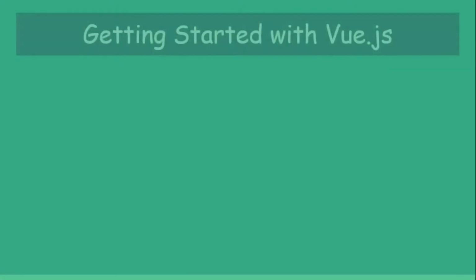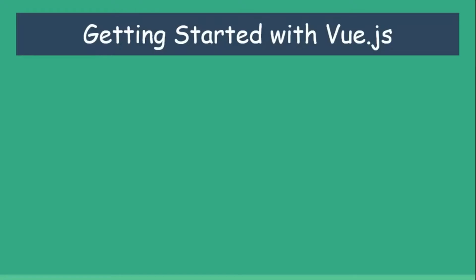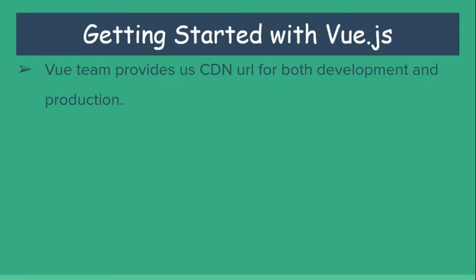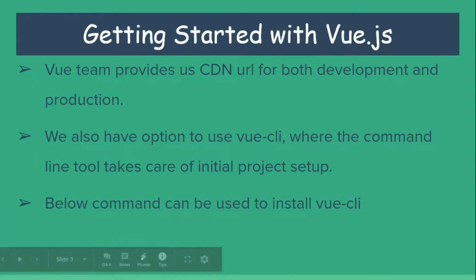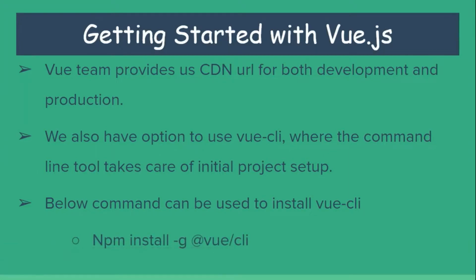Let's continue with the setup. In order to set up the Vue application, we have two options. Either we can use the CDN URL given by the Vue team or the Vue CLI. It's a command line tool which takes care of the initial application setup. If you are planning to use Vue CLI, you should install the latest stable version of Node.js. I will add the Node.js link in the description, where you can use it to download the latest stable version. For installation of Vue CLI, simply execute npm install -g @vue/cli.